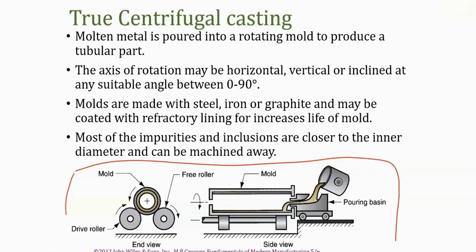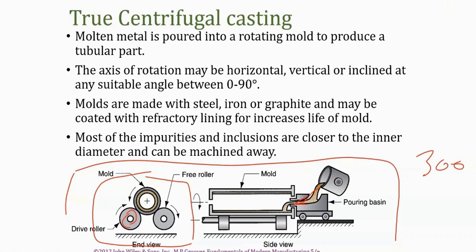So the molten material is poured into the rotating mold. This is the rotating mold, and this is the end view, right? Our molten material is poured inside the mold, and we let the mold rotate at some defined speed, that is 300 to 3000 rpm. So this will produce some centrifugal force, right?